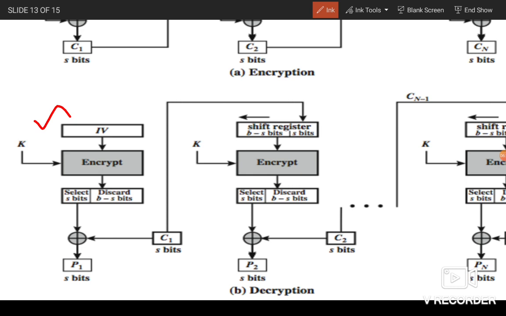Initially we have the initialization vector. So see, for decryption also we are using the same cipher encrypt. Okay. So the initialization vector is encrypted using the key. S bits are selected. The selected S bits are XORed with the ciphertext segment, not the plain text segment, ciphertext segment. Okay. So this ciphertext segment is loaded in the shift register and it is shifted.